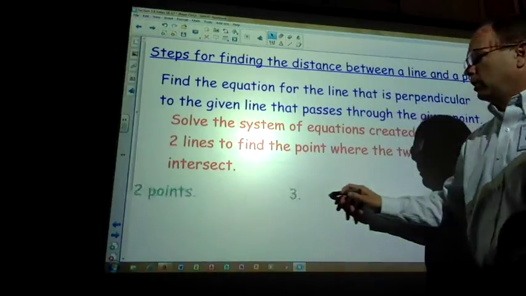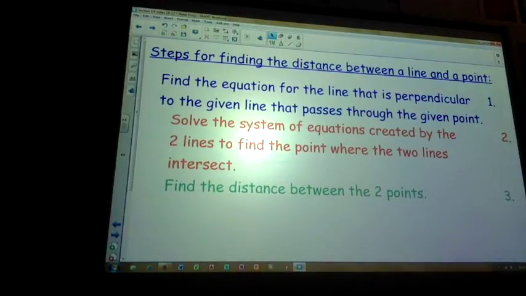And then our third step is find the distance between the 2 points. Gotcha. And that's essentially what we did. We did solve the system, but we used graphing in order to solve it. Find the equation of the perpendicular, got it. Solve the system. So we used graphing on the last one, but we could use other ways. Substitution or elimination. And find the distance between the 2 points. Okay.